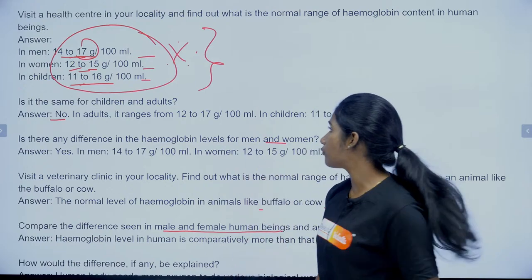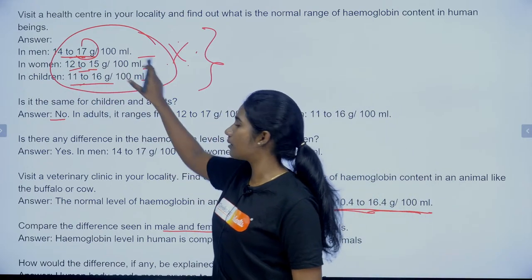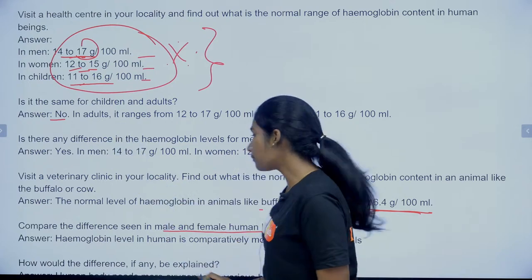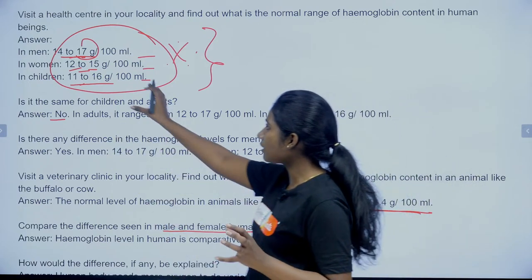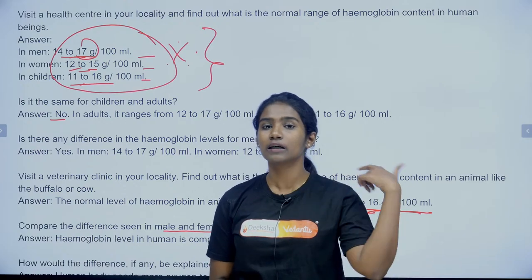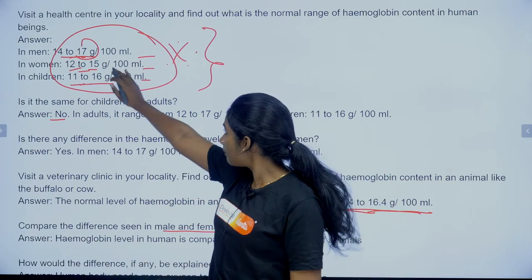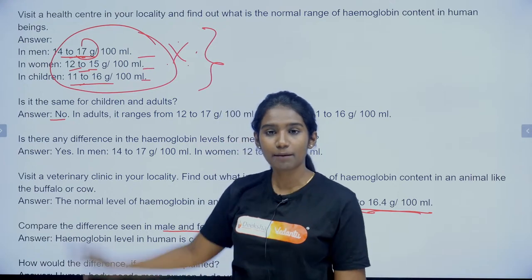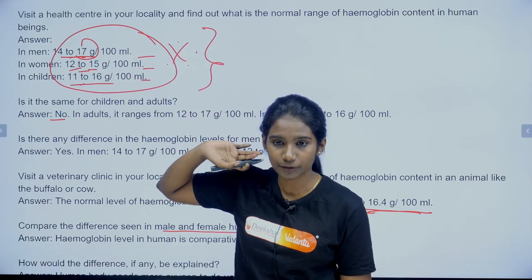So the thing that you will have to remember in this is these values. Forget about the animals part, it's not that important. You will have to remember how much hemoglobin is present in men, how much hemoglobin is present in women and also in children. And based on this, the questions can be asked. Okay?